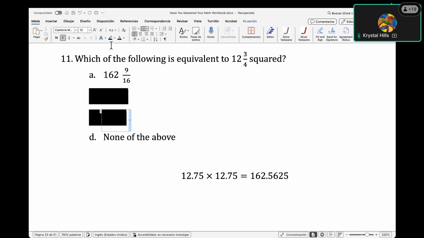But because we got a none of the above going on, I'm going to look at my 9/16 and put in my calculator 9 divided by 16. When you do that, what decimal do you get? 0.5625. Boom. And that's what we got when we multiplied 12.75 times 12.75. And our answer is A, 162 and 9/16.